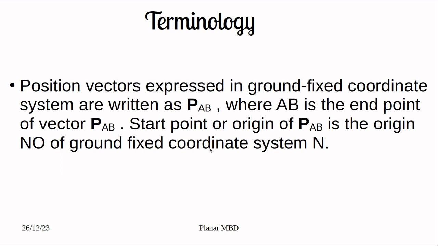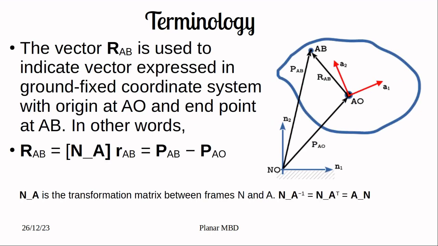Position vectors expressed in the ground fixed coordinate system are written as pAB. For example, when there is a point AB in body A, pAB indicates the vector from NO, the origin of the ground fixed coordinate system, to point AB. This figure should explain everything clearly.